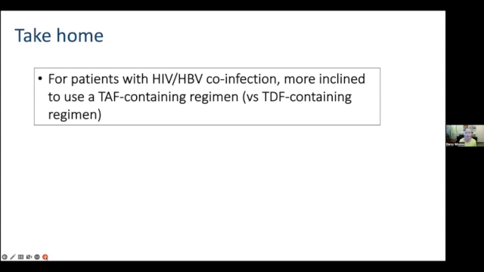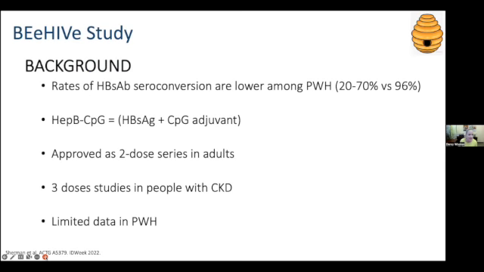protection. But I think having a suppressed hepatitis B viral load and having normal LFTs is a good thing. So that is the Alliance study.